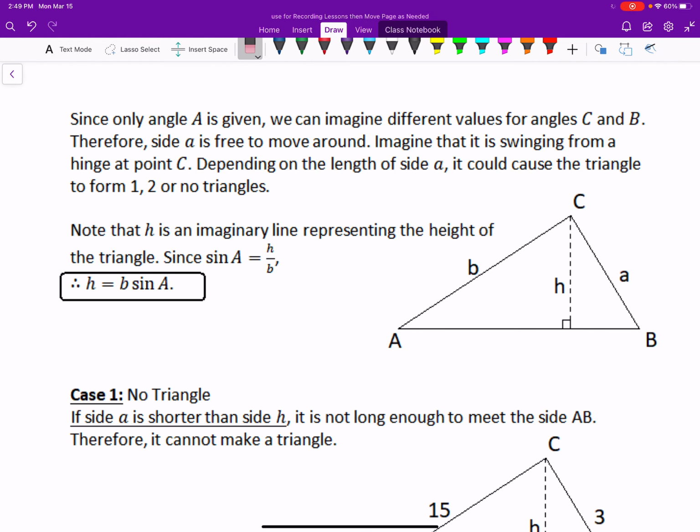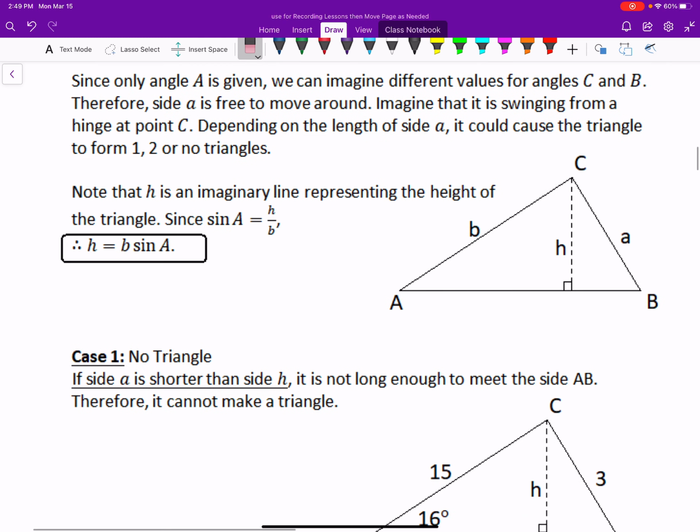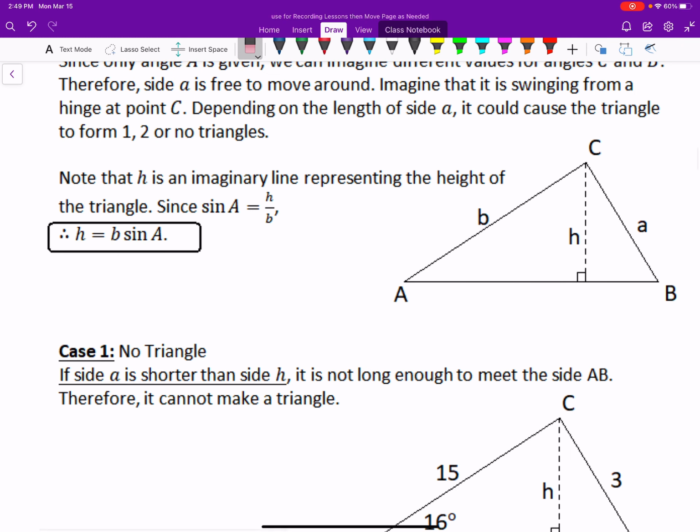Depending on how long A is, I might be able to tuck it underneath. If it was exactly the height of the triangle, I might make a right triangle out of it. I might just go right here, or I might not be able to get it in underneath, depending again on what the side lengths are. So one thing in order to answer this is it all depends on the height of the triangle. And the height of the triangle here is represented by the letter H.